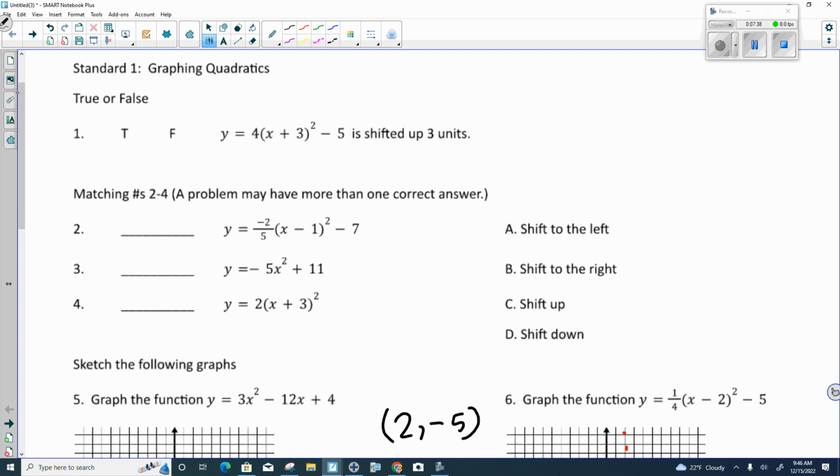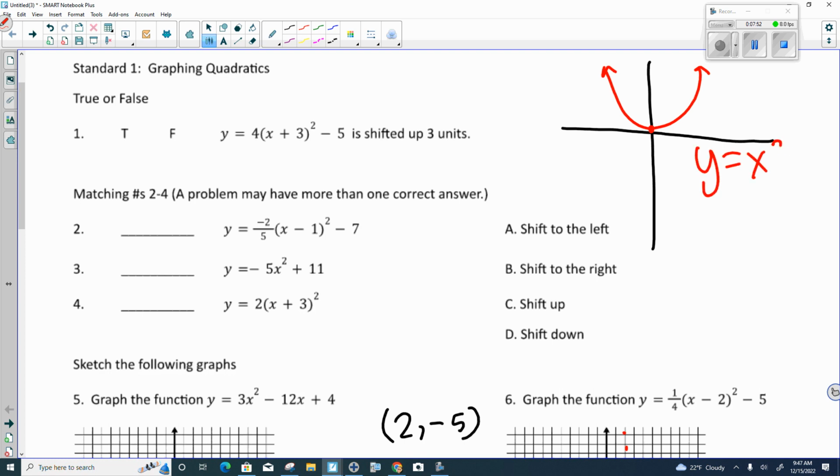So anytime we talk about shifting, we are comparing everything to the parent function. And we haven't talked about her for a while, but she goes through the origin, and she's a perfect U. Yep, this is y equals x squared. She's super boring, but she's the parent. She's steady. She's the same all the time. So when I say what is happening to this quadratic, it's because there's all kinds of fancy stuff happening.